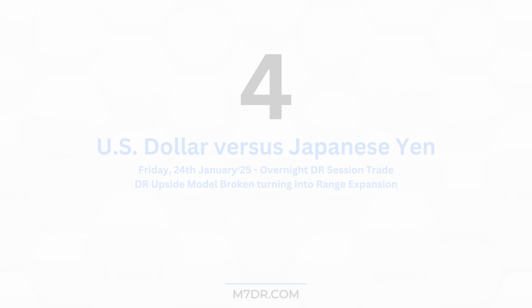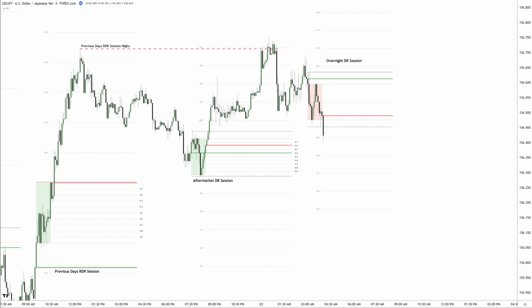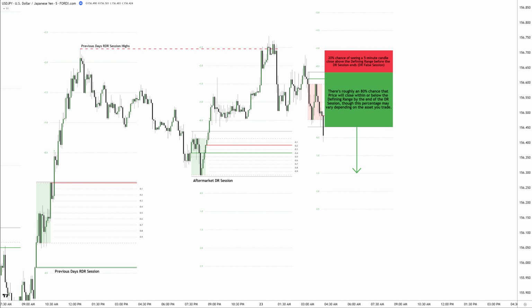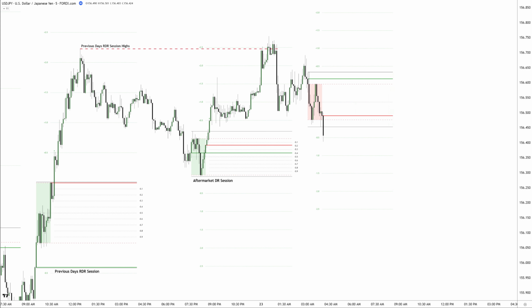The aftermarket and overnight DR sessions initially formed a possible DR upside model, with the overnight DR closing above the aftermarket DR while respecting its lows. However, the red DR box and an early short confirmation drastically decreased the probability of a DR upside model continuation, leaving only about a 20% chance that price would close above the defining range by the end of the session. With that being said, conditions weren't optimal and caution was required.